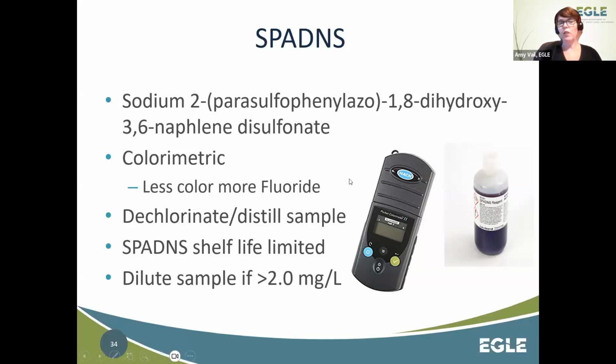One thing about this one: in the method, it says that you should dechlorinate and distill the sample. I don't know many people that do that at all, but it gives you a more precise reading, and it does spell that out in the method. SPADNS does have a limited shelf life, so it will expire over time. And like I said, if the sample is above 2 milligrams per liter, you have to dilute the sample, because the slope of the calibration curve becomes nonlinear, and so you don't have accurate results above 2.